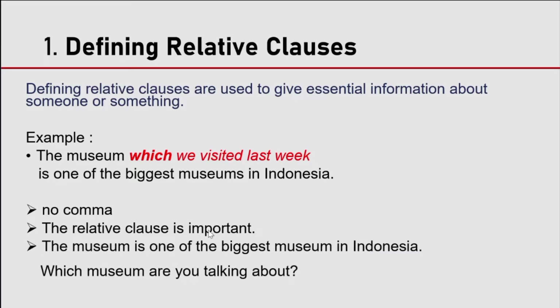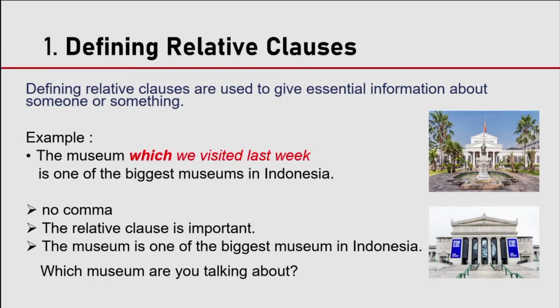The museum is one of the biggest museums in Indonesia. If we remove the relative clause, people may ask us, which museum are you talking about? Yeah, because there are many museums in Indonesia, right? It could be this one or this one. So we need the relative clause to know which one the speaker is describing, which one the speaker is talking about. Yes, so we cannot omit this relative clause.